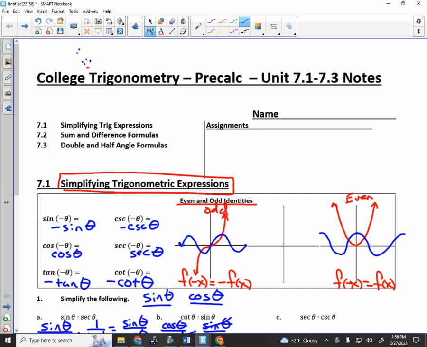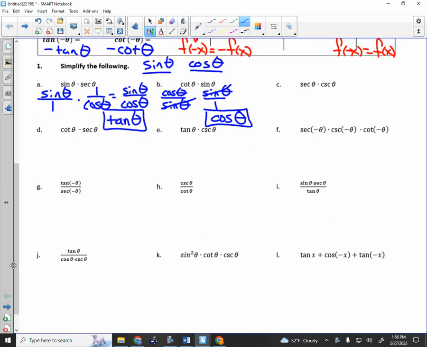Look at your next one. We're going to skip C and we're going to move on to D. How would you rewrite cotangent? Cosine over sine. We just did that, so that was good. That's kind of something we remember. How do you rewrite secant? 1 over cosine. Good. So Kenny sees 2 things. Number 1, he sees that the cosines cancel, and you're left with 1 over sine. And what is 1 over sine? Cosecant.